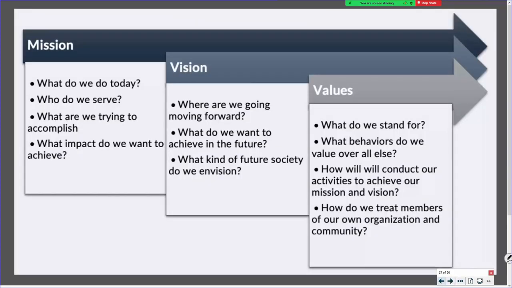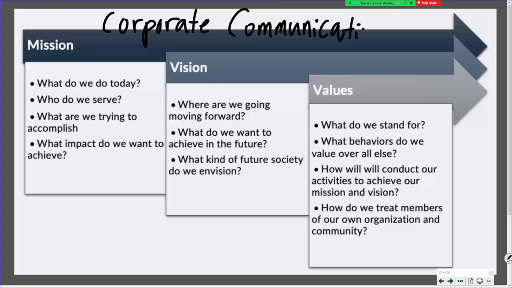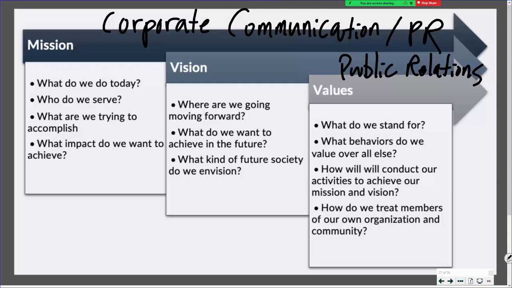So, I will give you a little hint on the first question. What you're looking at here is one of three things. I'll put it under the heading of corporate communication slash PR, and of course, PR stands for public relations. When an organization communicates with the public, they're doing corporate communications. They're doing public relations because they are relating to the public. They're communicating a message to the public, okay?